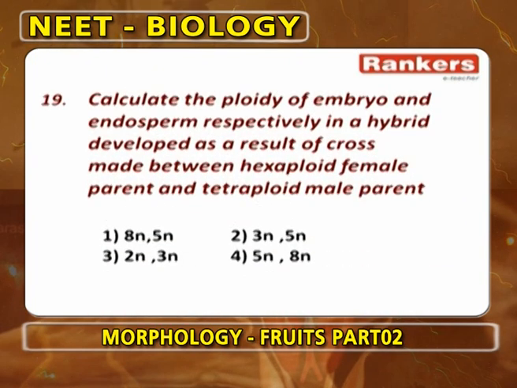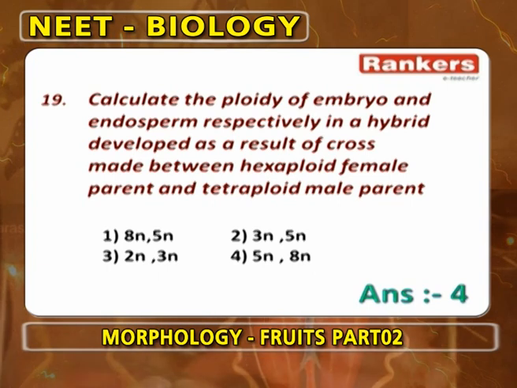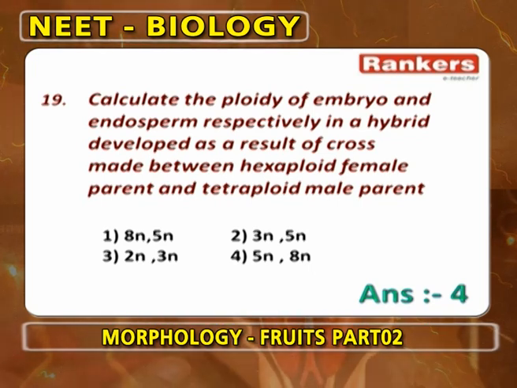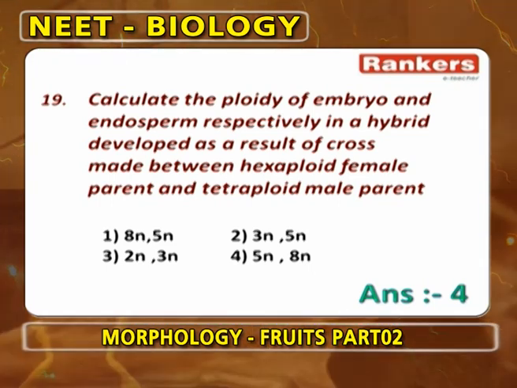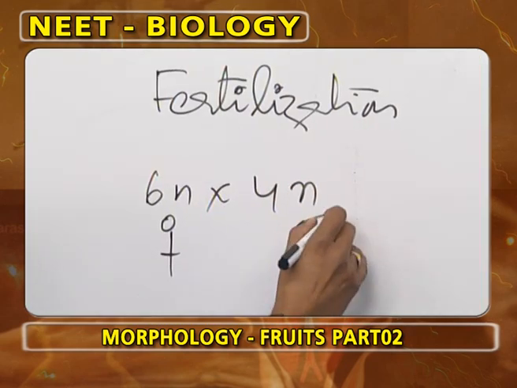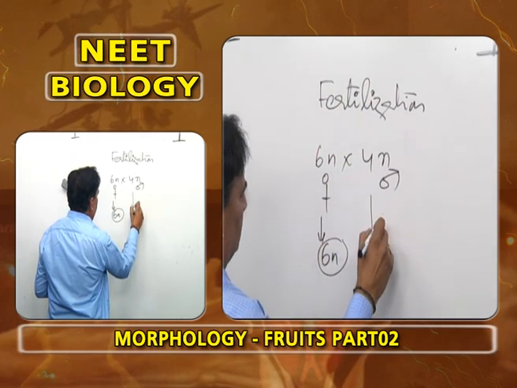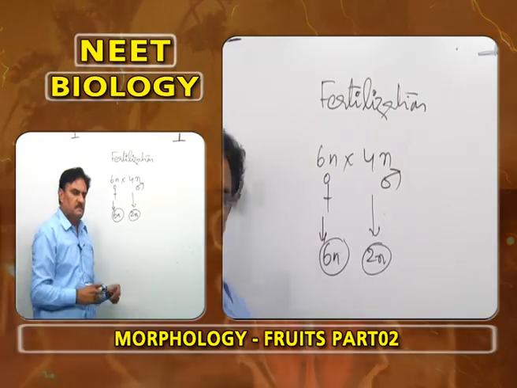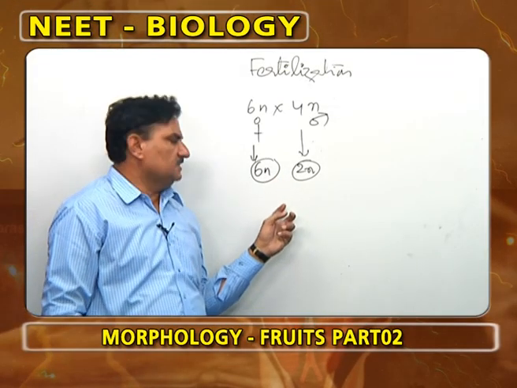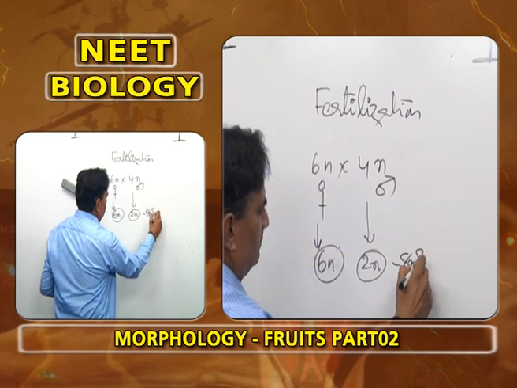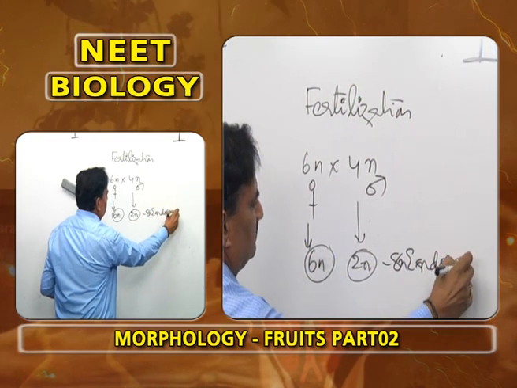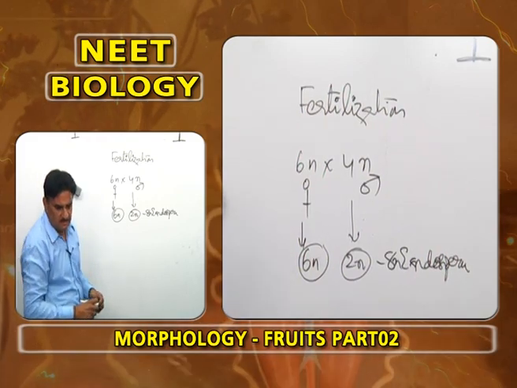Answer is 2. Calculate the ploidy of embryo and endosperm respectively in a hybrid developed as a result of cross made between hexaploid female plant and tetraploid male plant. Hexaploid female plant means 6N female plant, 4N male plant. In 6N female plant, 6N is the secondary nucleus and 2N will be the male gamete. So 8N is the endosperm.